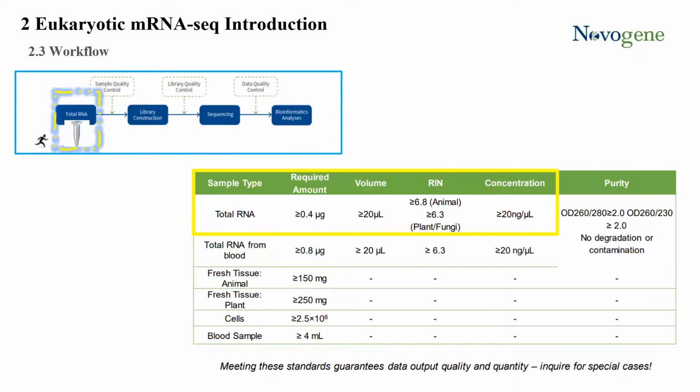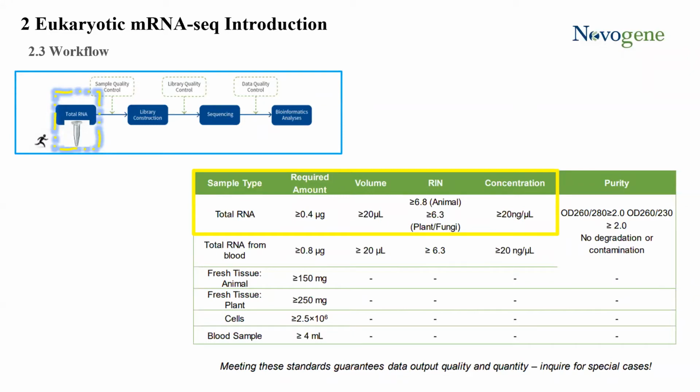So in the beginning of the project, we will receive your sample, which is usually total RNA. Our required minimum amount for our standard pipeline is 400 nanograms. Please keep in mind that we have other pipelines for low amount, low input, and ultra low input RNA sequencing. In general, we ask for at least 20 microliters of sample.